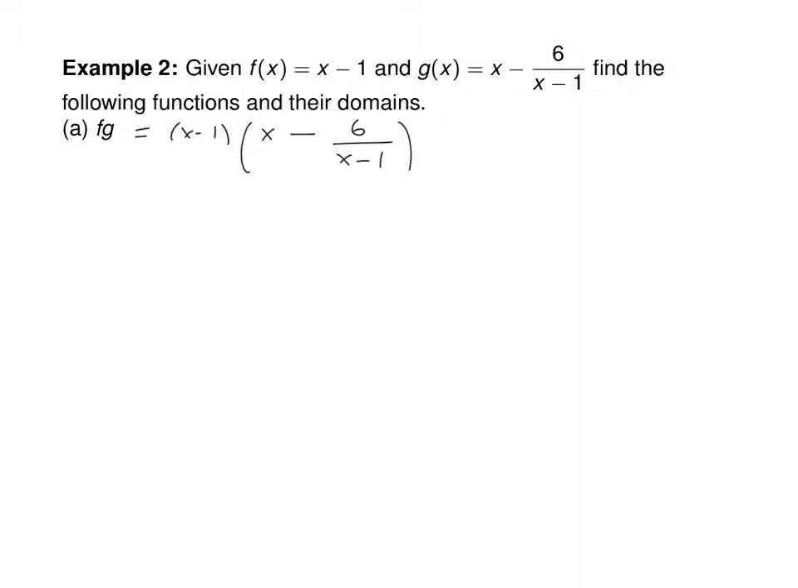Okay, now simplify this. Can you distribute the x minus 1, and that gives you x times x minus 1 minus, what happens when the x minus 1 distributes to that second term? Denominator cancels. The denominator cancels, just have 6. So that's x squared minus x minus 6.